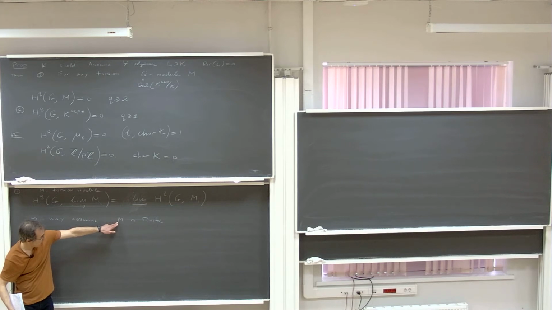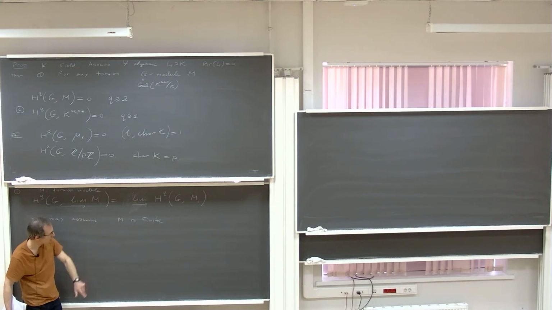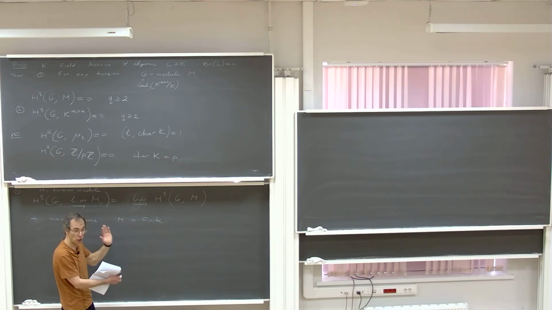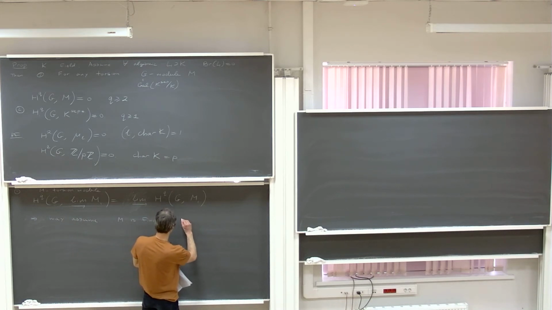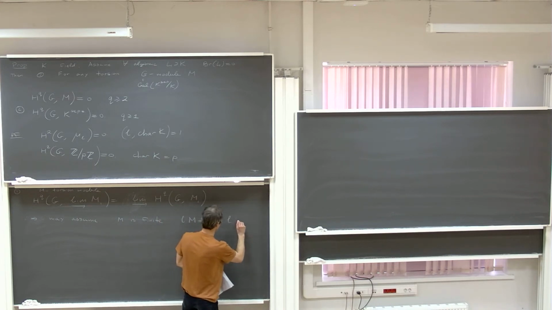So M is killed by some integer n, and by using the Chinese remainder theorem, you can write M as a direct sum of l-primary groups, right? Of groups killed by some power of a prime number. So you may assume that it's killed by a power of a prime number. And moreover, you can filter M by groups which are killed just by this prime number. So by dévissage, we reduce to the case when l times M is equal to 0, l is prime.